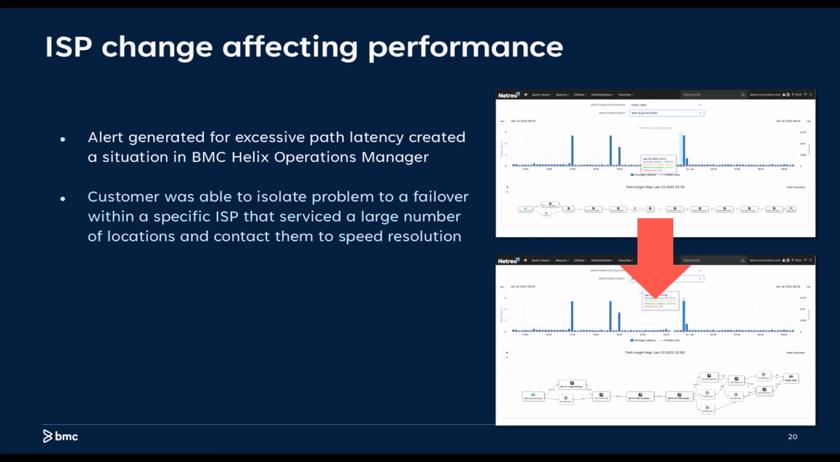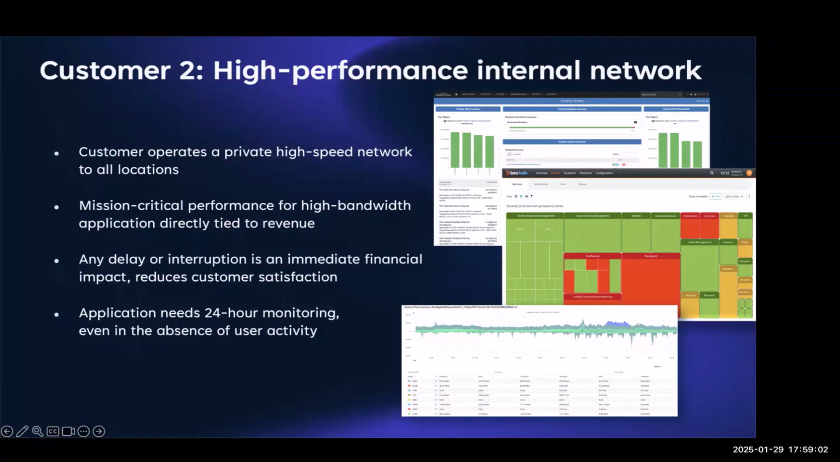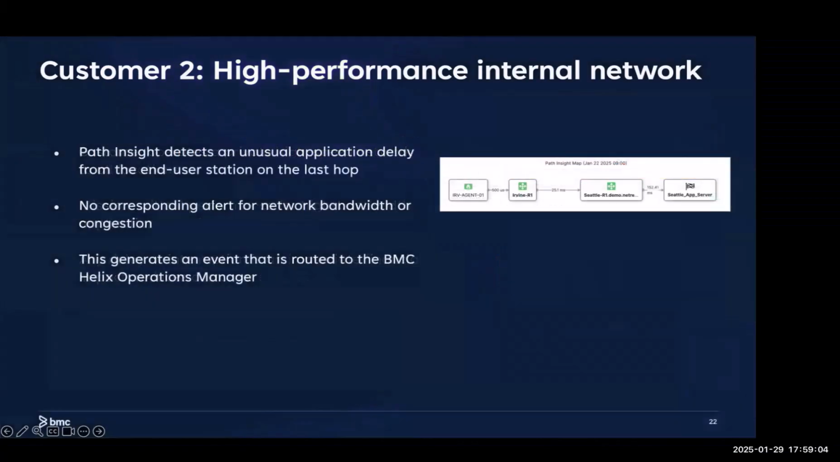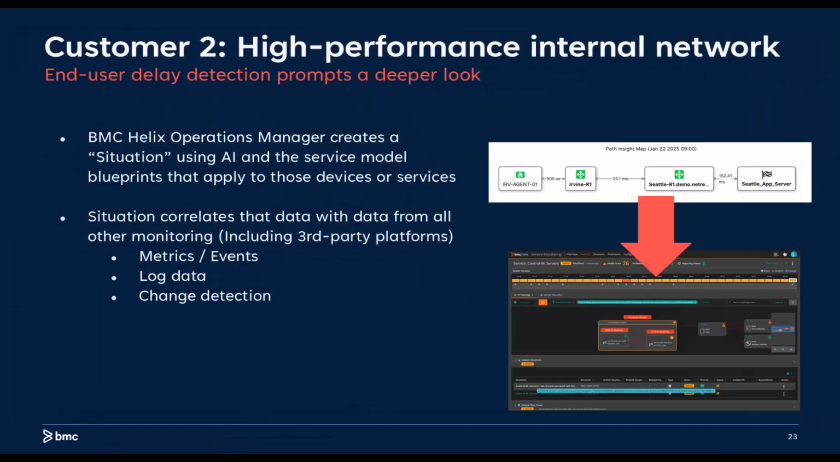They were able to use the BMC Helix platform, including Netreo network observability, to get that Path Insight agent to monitor applications from those end user stations. And when an unusual application delay was determined at the last hop, it was also able to go in and look to see if there were any correlating alerts for network bandwidth or congestion. And in the Helix Operations Manager, that generates what's called a situation.